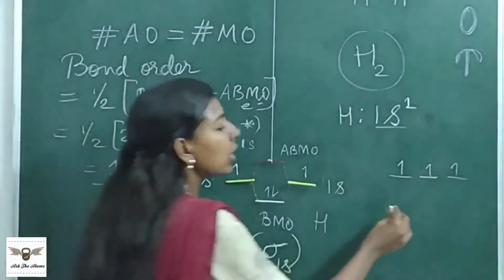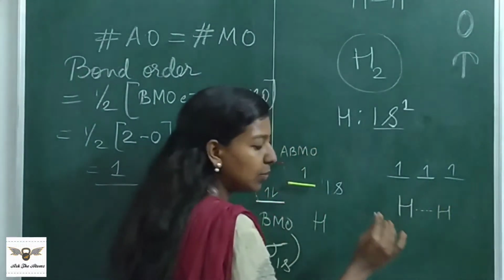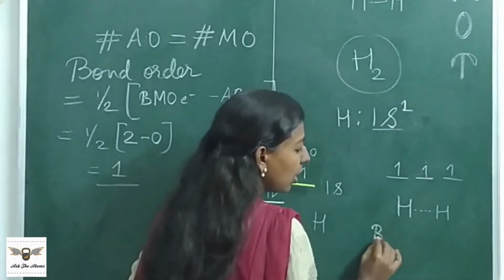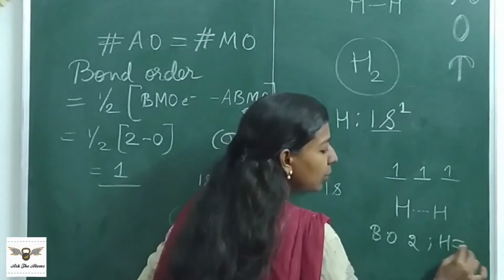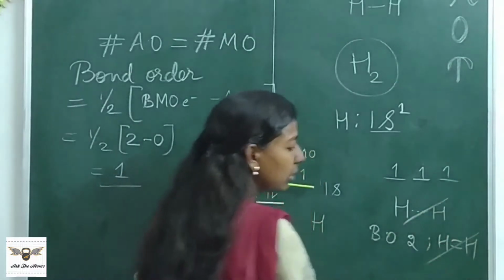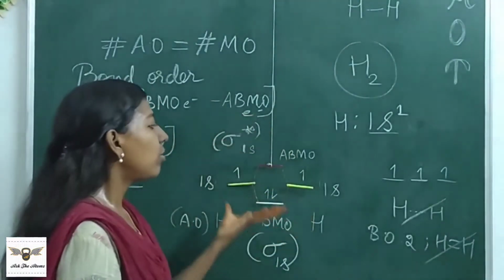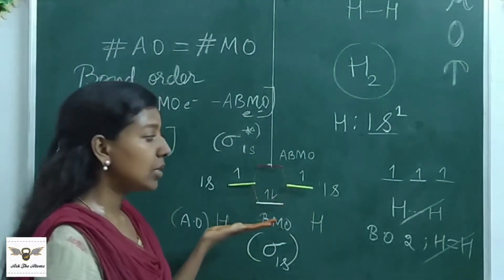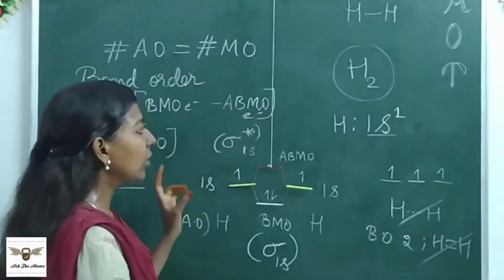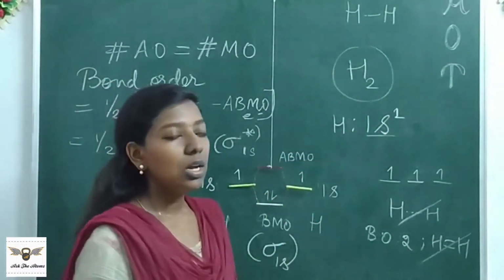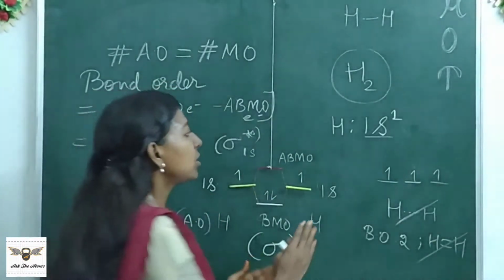So a bond order of 1 can tell you that there is a single bond. A bond order of half can tell you that there is a partial bond, not a complete bond. A bond order of 2 can tell you that there is a double bond. So bond order can be obtained from this kind of molecular orbital theory that helps us give the electronic configuration of a molecule. See, the electronic configuration of the atom is 1s1. Now we shall write the electronic configuration of the molecule hydrogen. So what is it?